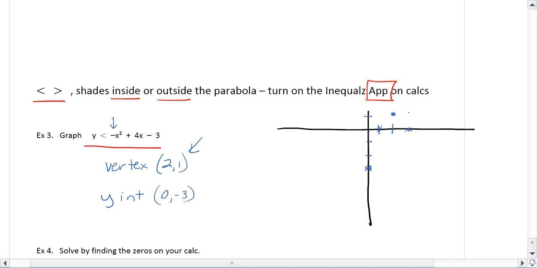And then we can see that this is a less than sign, so it doesn't include the line that makes the parabola, so we need to make it out of a dotted line on both sides. And then since it's y is less than, the shading would be inside the parabola. So we put all the shading in here. All the solutions lie inside this parabola.